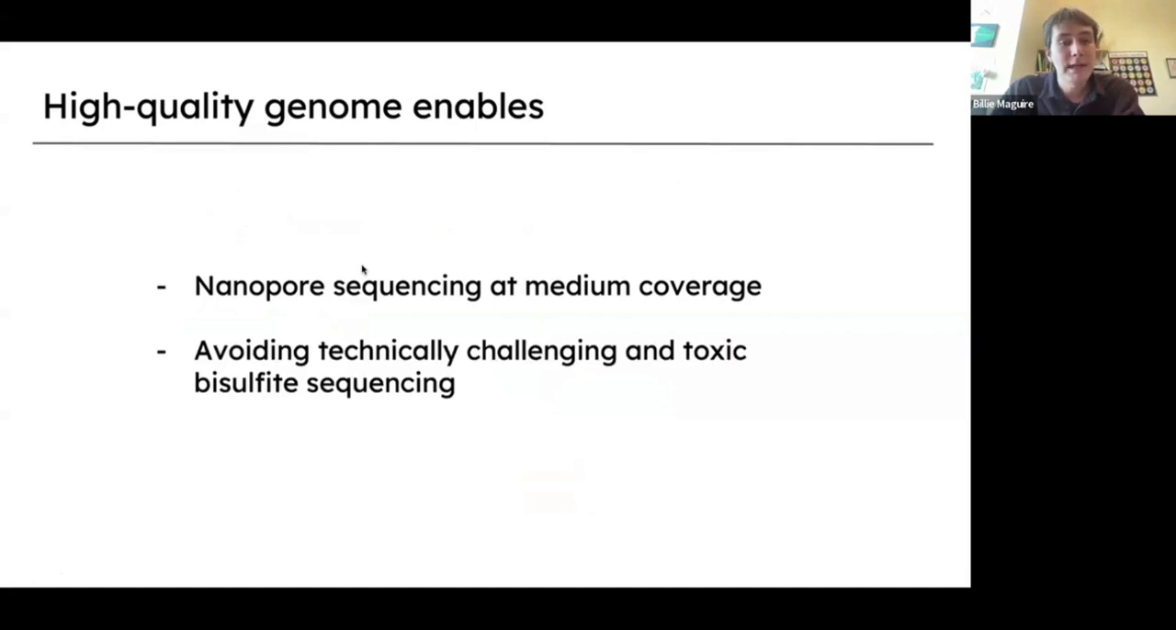And it also allows us to avoid technically challenging and toxic bisulfite sequencing. So we don't have to do this bisulfite sequencing, and we're not having to assemble a de novo bisulfite genome every time we want to sequence a caterpillar or a pupa. Instead, we can rely on nanopore sequencing and our high quality genome instead.